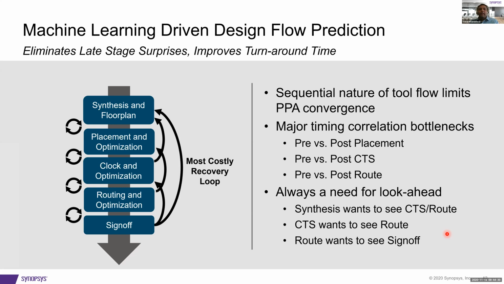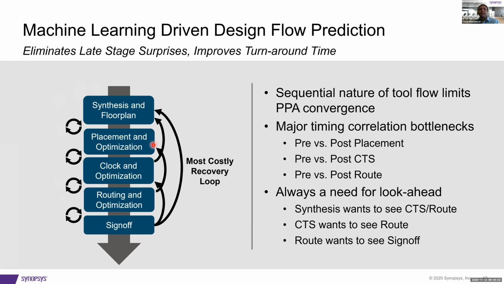So the very simple flowchart for PNR, again, we are constantly trying to blur the boundaries, right? We want synthesis to be aware of placement. We want placement to be aware of clock to be aware of routing. So, this is what we do all the time, day in and day out. And the goal is to eliminate surprises, because every one of these back loops is an expensive loop.